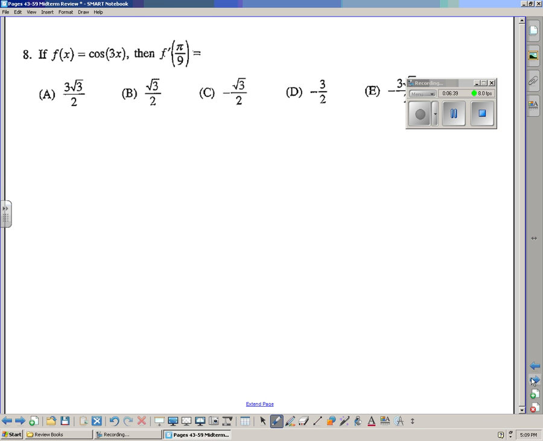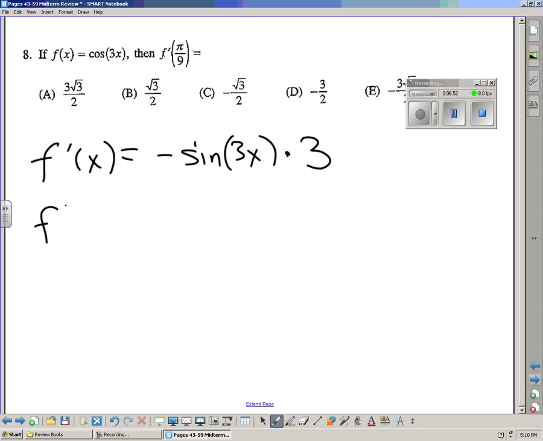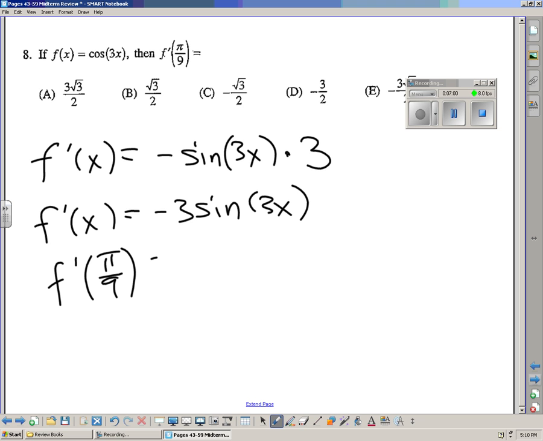Number 8. If f of x is cos of 3x, and f prime of pi over 9 is... we need a chain rule here because we have cos of stuff. Derivative of cos of stuff is negative sine of stuff times the derivative of the stuff, which is 3. So we have f prime of x is negative 3 sine 3x. We want the derivative at pi over 9. So this is negative 3 sine of 3 times pi over 9, which is pi over 3. We need to evaluate the sine of pi over 3.